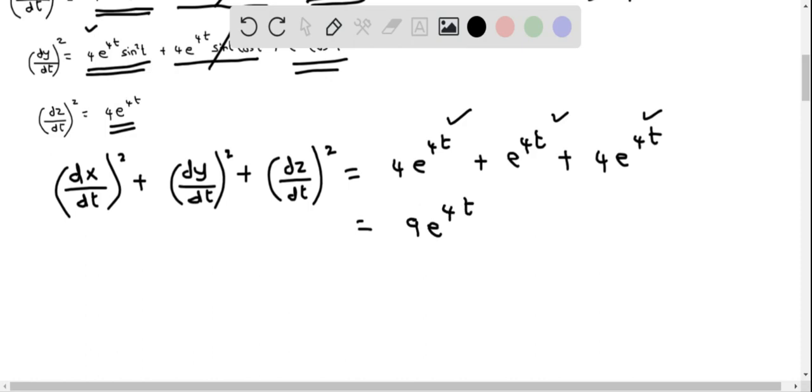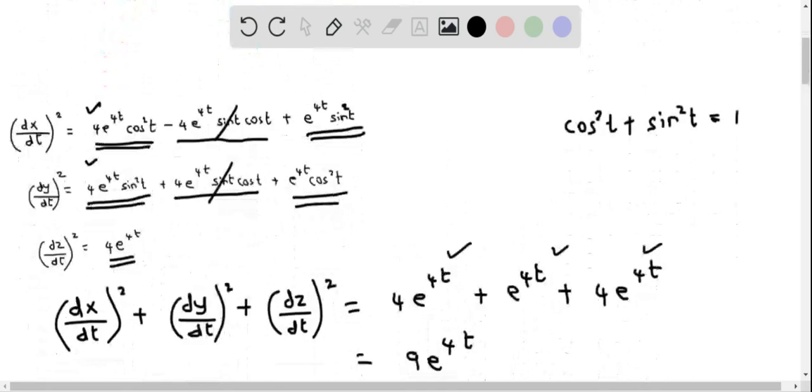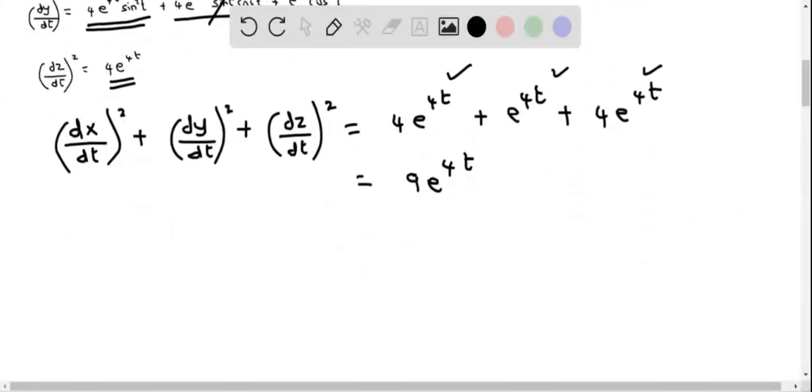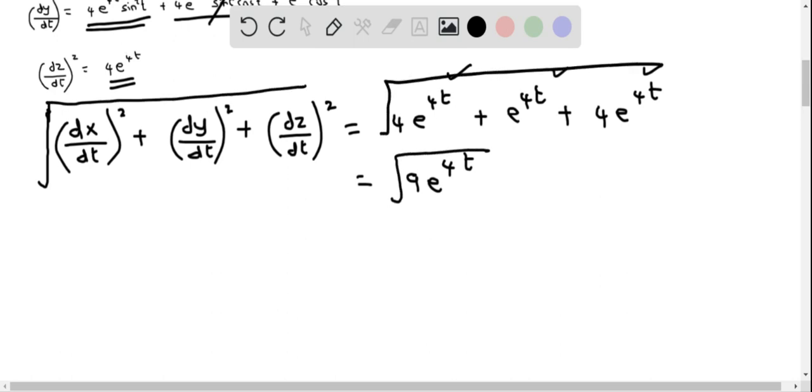And now in the integral, we have to take the square root of this expression. So let's take the square root of this sum. So when we do that, the square root of 9 is 3, and the square root of e raised to the power of 4t is, this power will get halved. That is, we have to divide the power by 2 when you take the square root. So it becomes 2t. So therefore, this is 3 e power 2t.